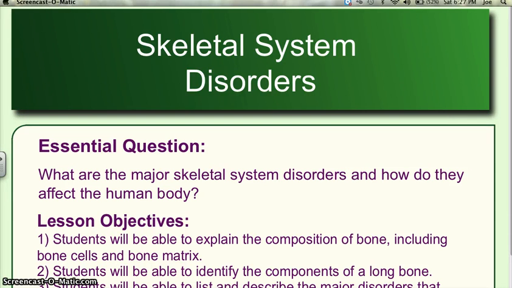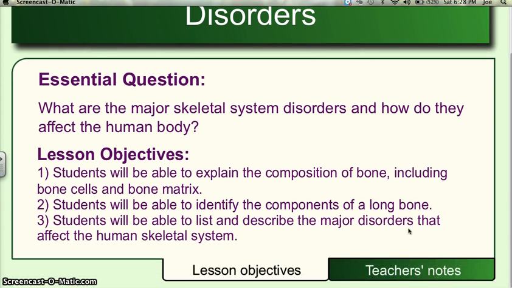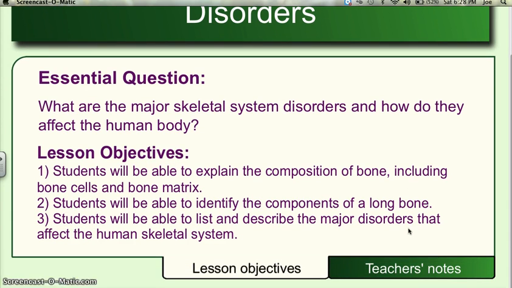This lesson on skeletal system disorders was developed for my pathophysiology class at Delaware Technical and Community College. On the title page, I've included the essential question: what are the major skeletal system disorders and how do they affect the human body? I've also listed the lesson objectives, which are included in the syllabus that I provided for my students at the beginning of this semester.